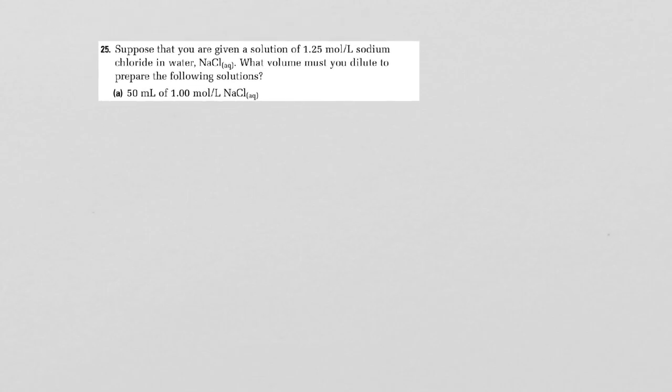Suppose that you're given a solution of 1.25 moles per liter sodium chloride in water. So this is your stock solution. This is the one you bought or the one you were given. So that means that this is C1. What volume must you dilute to? So this is how much you're going to use of that solution. So this is V1.